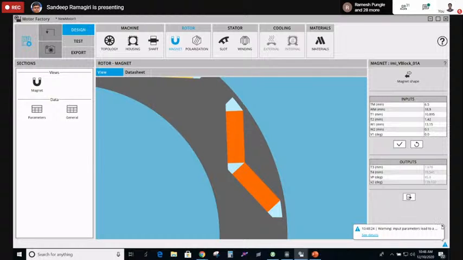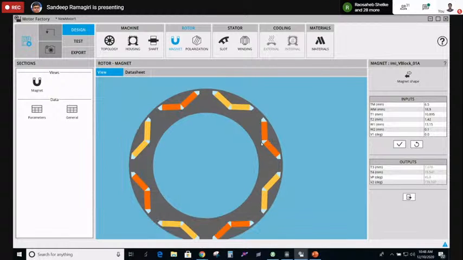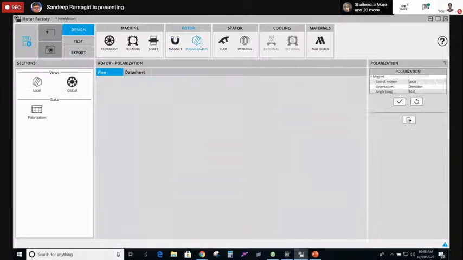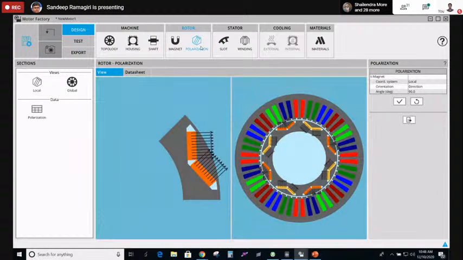As you can see here, it has changed the shape, and I have a V-shaped magnet which is buried inside the rotor. Once you do this, we need to orient the magnet, the polarization. The guy who supplies the magnets will supply just the ceramics. Once you get those ceramics, we need to orient them by using the magnetizer.